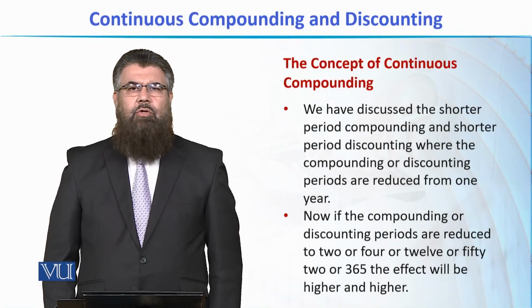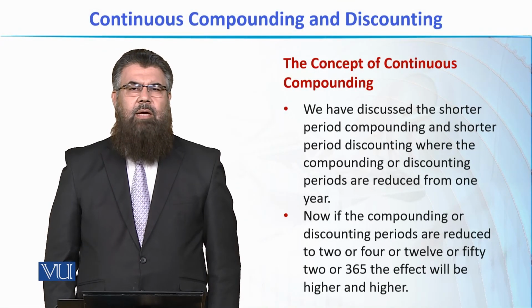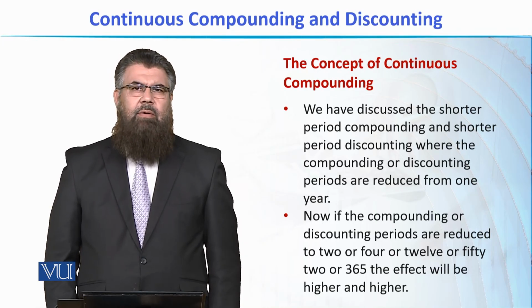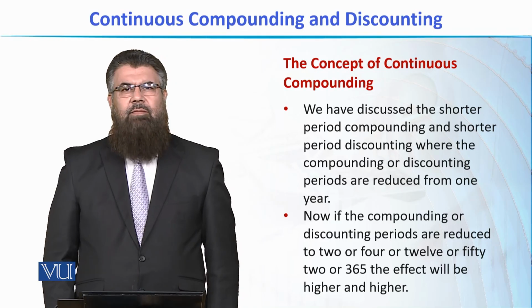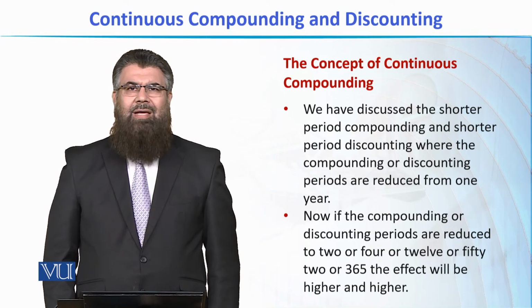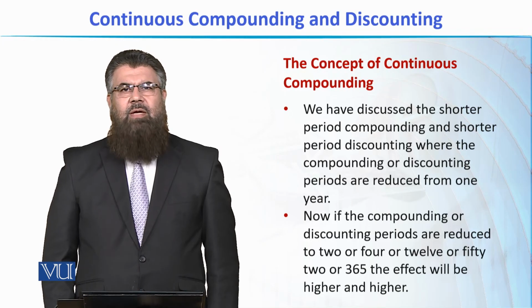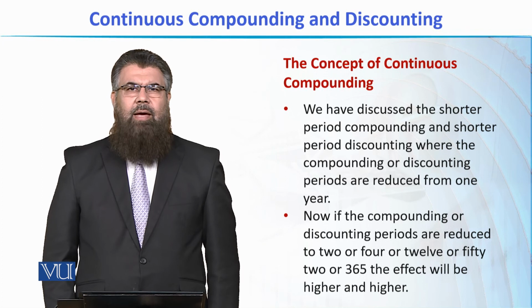We have talked about shorter period compounding and discounting, where we say that the rate of interest, which is the nominal rate of interest, generally given as an annual rate of interest, is at times applied more than once in a year. That is, we apply it for 6 months or a quarter or a month or even a shorter period. We have discussed that applying a rate more number of times in a year actually increases the effectiveness of the rate of interest.